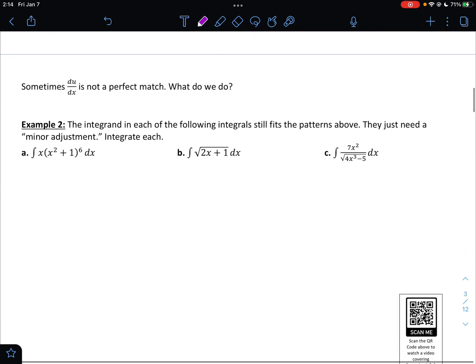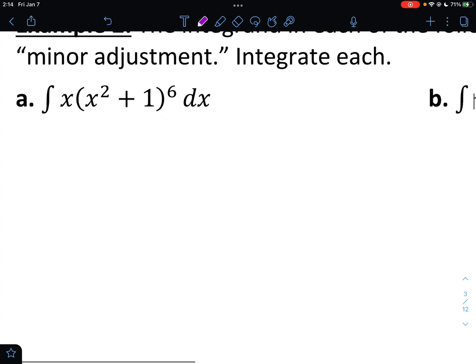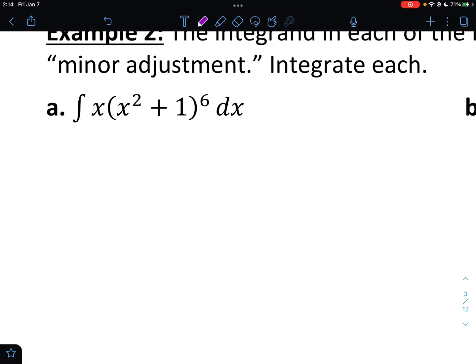Sometimes our du dx is not a perfect match for what's on the outside. That's okay. As long as everything but the constant matches, we're in good shape. So what do I mean by that? Let's take a look here. X squared plus 1 is on the inside.